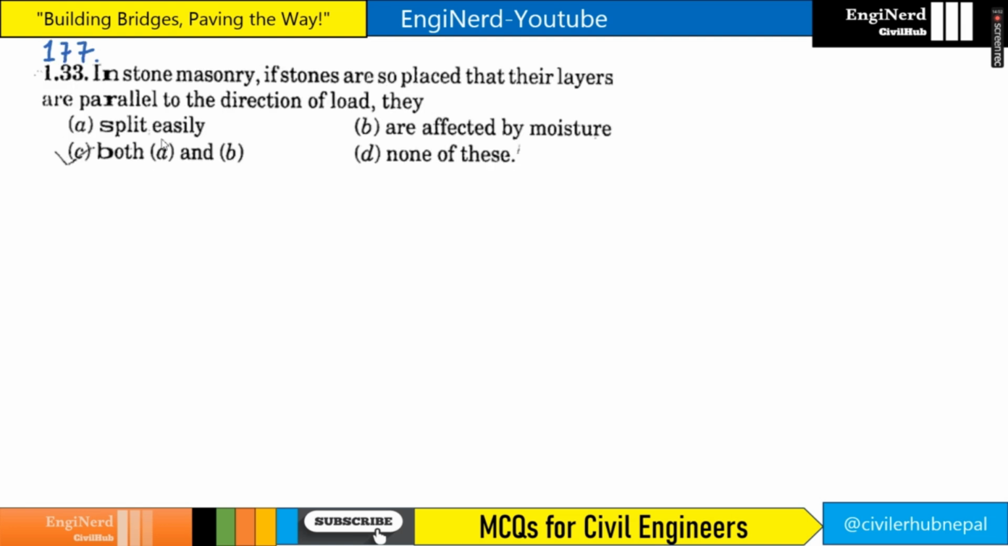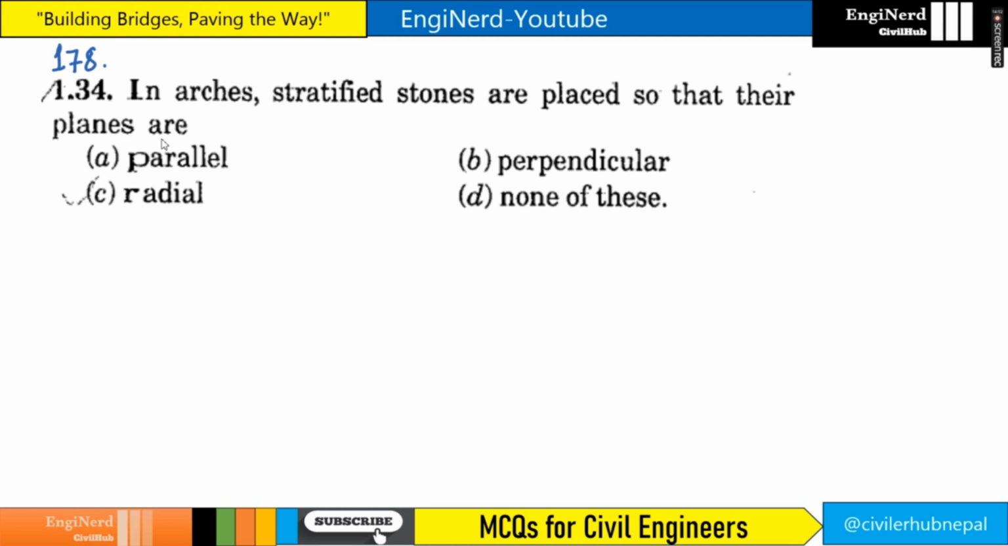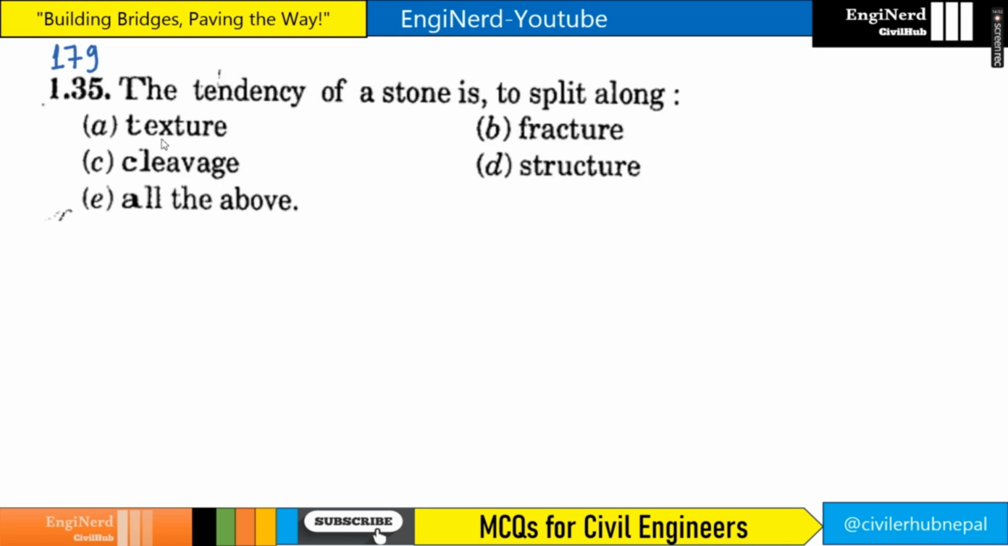In stone masonry, if stones are so placed that their layers are parallel to the direction of load, they split easily, are affected by moisture, both A and B. So if the load is parallel to the stratification, they will split easily and they are also affected by moisture. So the answer is both A and B. In arches, stratified stones are placed so that their planes are radial, right? The tendency of stone is to split along cleavage, right?